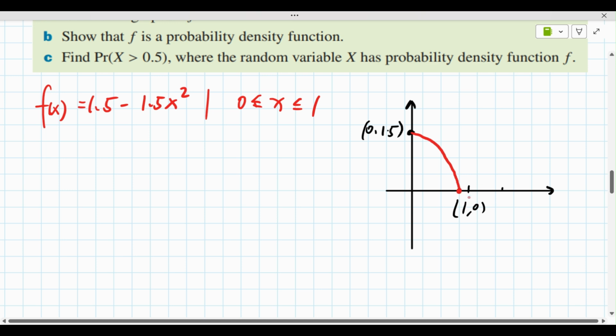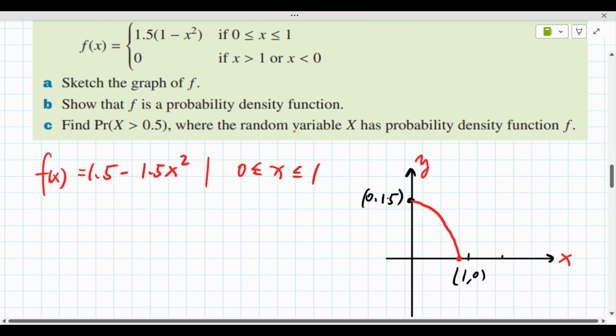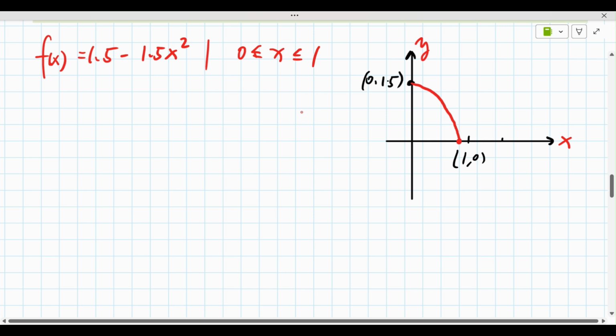Yep, so that's 1. Perfect. And then x and y. Question B, show the function is a density function. Okay, so now what we do is we're using that graph.